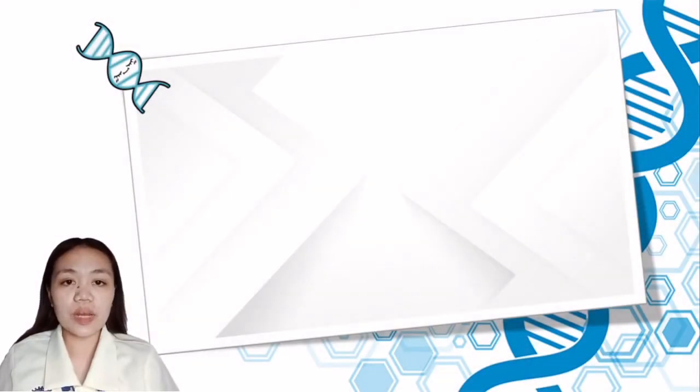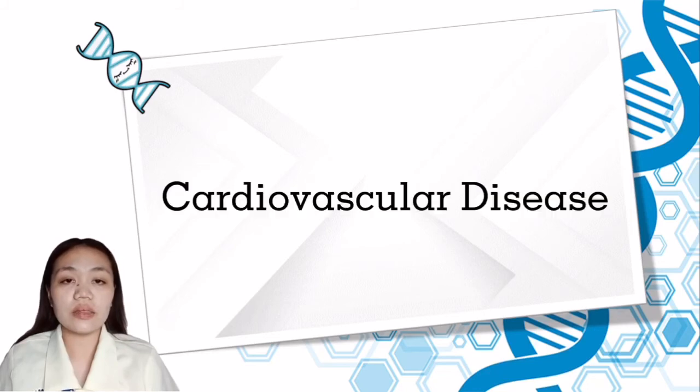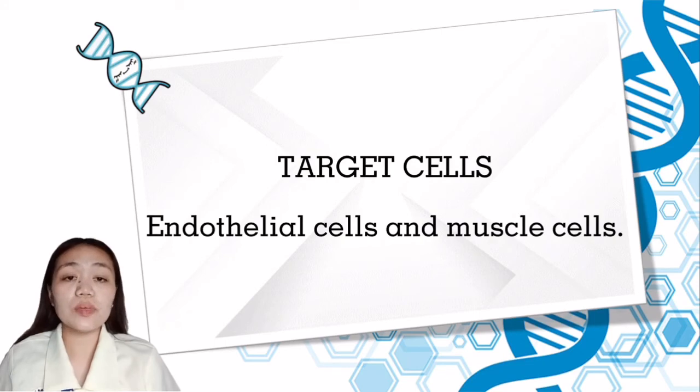Next is cardiovascular disease. The target cells are endothelial cells and muscle cells. Cardiovascular disease or CVD is a general term for conditions affecting the heart or blood vessels. It's usually associated with the buildup of fatty deposits inside the arteries and an increased risk of blood clots. Some examples of cardiovascular disease are heart failure and stroke.